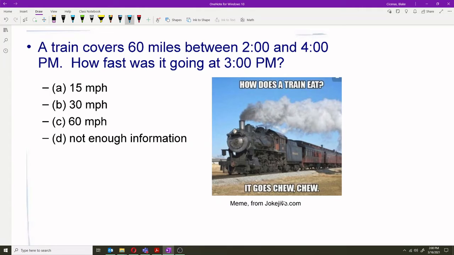It doesn't say words like constant or uniform or something to indicate that its speed is not changing. Therefore, it could have sped up and slowed down all between there. So the reality is we just don't have enough information to solve said problem.